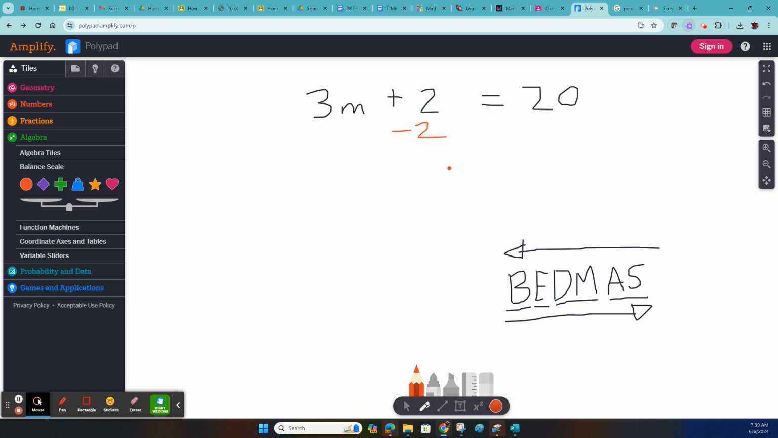And again, remember that balance scale. If I just subtract 2 from the left-hand side, this will no longer be balanced, and therefore that equal sign will no longer be true. And we're all about truth in math. So if I subtract 2 here, I got to subtract 2 over here.